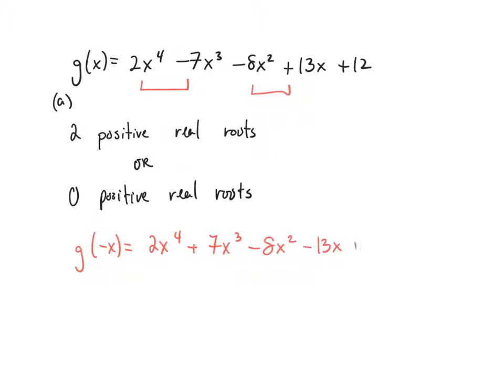13x plus 12. Good. How many sign changes in this one? You got one between the 7 and the negative 8, and then another one between negative 13 and negative 12. Nice. So then you have 2 negative roots. Yes, I put positive. I meant negative. Thank you. Or 0.